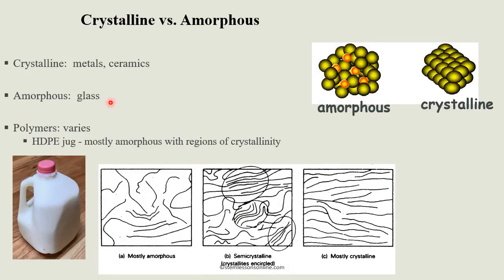Some other crystalline substances are metals and ceramics. So in crystalline, you can see that mostly you see that orderly arrangement. Whereas in amorphous, glass is one example. It is not orderly arranged. You can see that here. And high density polyethylene jug, that is the milk jug and all, is made of some crystalline part and some amorphous part. We call it semi-crystalline. That is mostly amorphous with regions of crystallinity, used for temporary storage of materials.